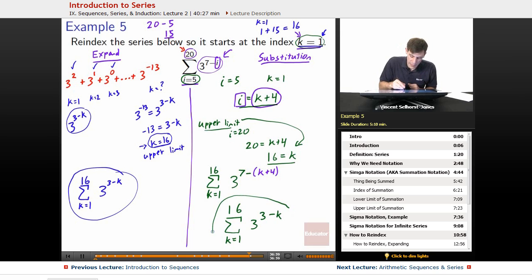So we wind up getting the exact same thing, either way, whether we approach this through substitution or through expanding. We can re-index the series so it changes to a different starting index. They both work fine. Whichever one makes more sense to you, that's the one I'd recommend using.